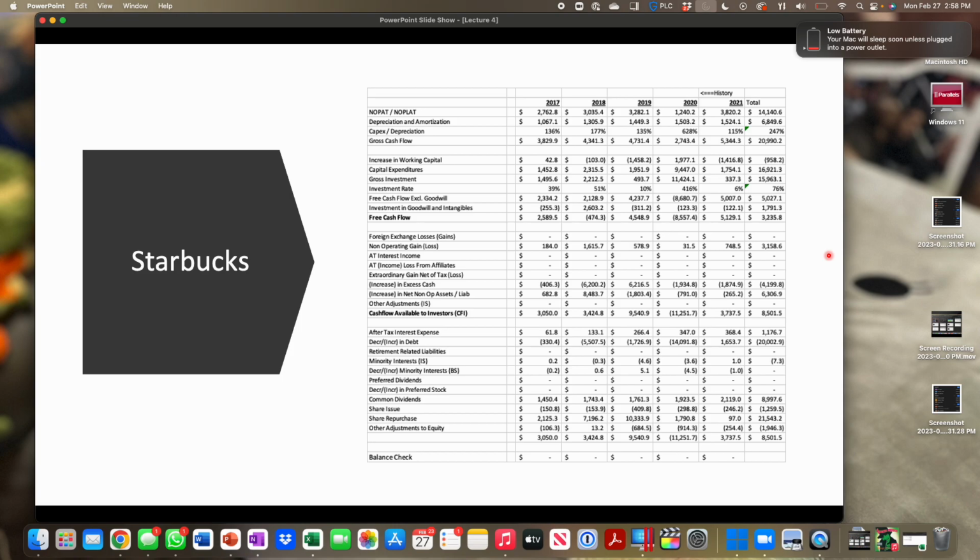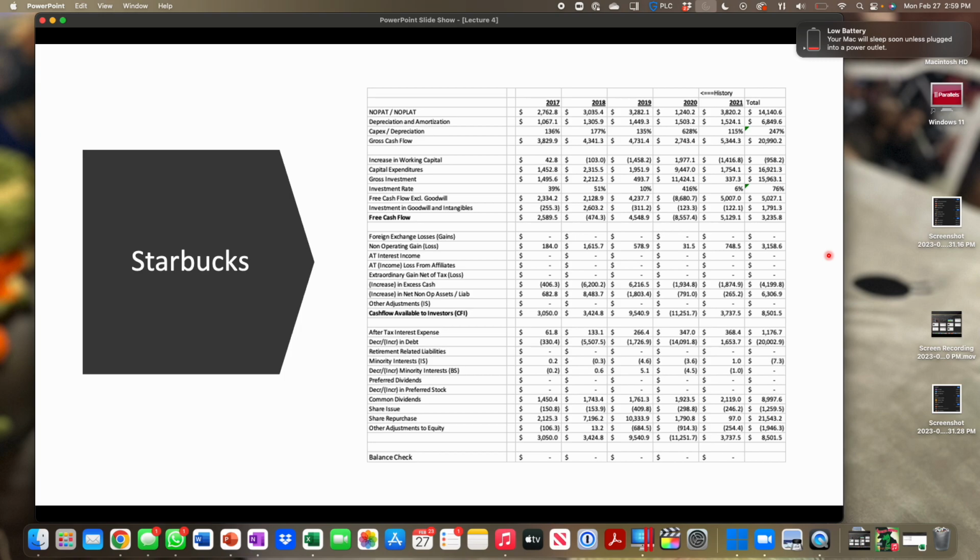They took 4.2 billion of it, and they put it into excess cash. So 9 minus 4.5, that net 5 is how they went from 3.2 billion of free cash flow to about 8.5 billion of CFI. That's what happened in the non-operating section.